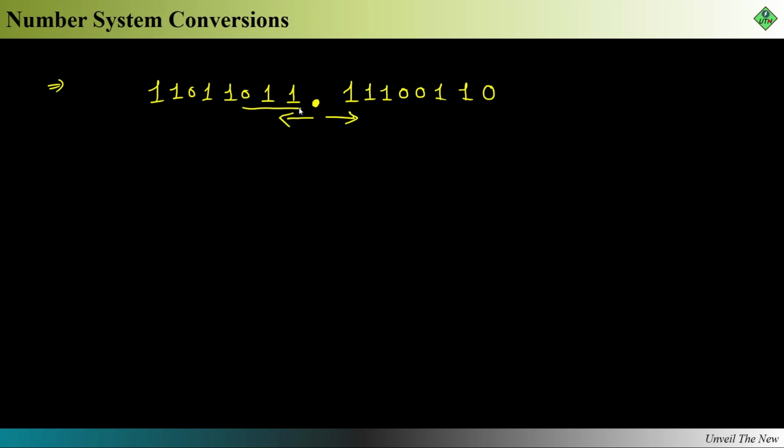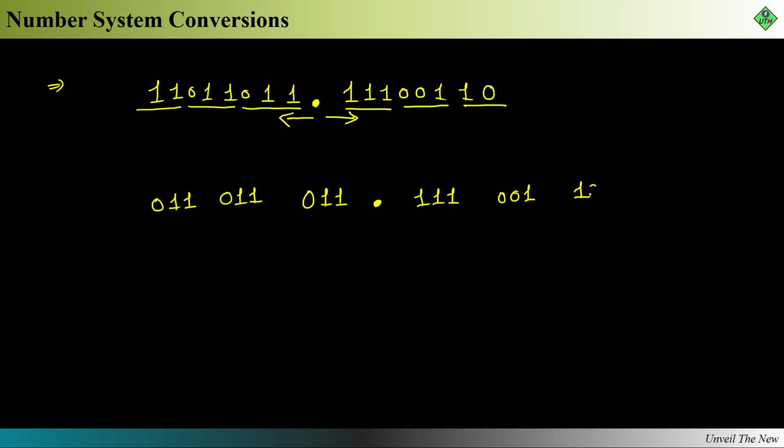So the first group is 0 1 1. I will write over here 0 1 1. The second group again is 0 1 1, and the third group is 1 1, right? But just to make a group of 3, I will add 1 0 over here. Now there is a point. After the point, we need to make the groups from this direction. The first group that we will have is 1 1 1. The second group is 0 0 1, and the last group is 1 0. But here, the last group is of 2 digits, so to make it 3 digits, we need to add 1 0 at the end.